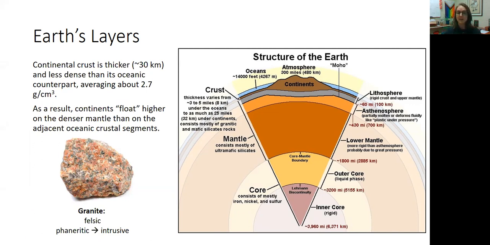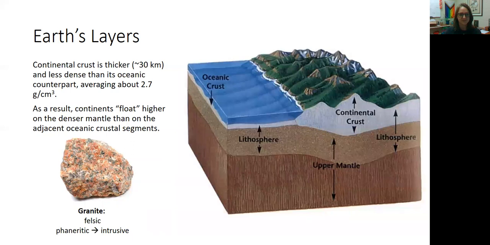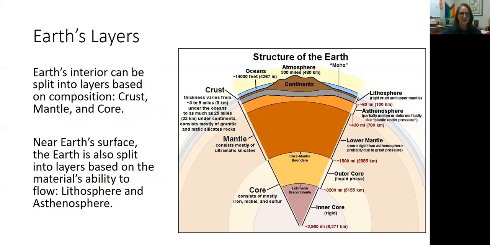Granted, it's felsic, it's light in color, it's phaneritic, meaning that we can see those crystals, which also means that it cools intrusively. So the heart of the continents is made up mostly of granite. So once again, we have a thin oceanic crust next to thick continental crust. Now, beneath the crust is the mantle. Okay?